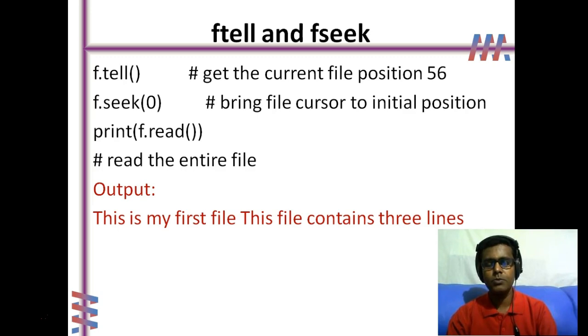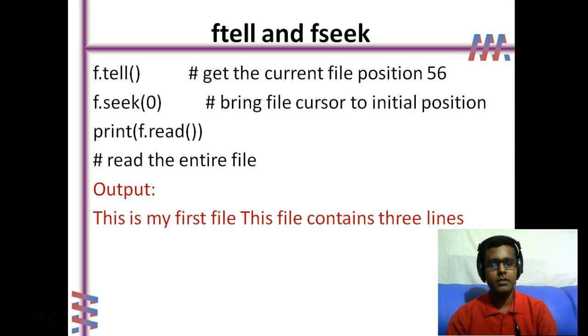Now I am going to move this file pointer to the beginning of the file. That can be done with the help of the seek function, f.seek of 0. When I specify 0, it will move to the beginning of the file. For example, if I specify f.seek of 10, then it will move to the 10th character from the beginning of the file. Here I am using f.seek of 0, so that will move my file cursor to the beginning of the file.